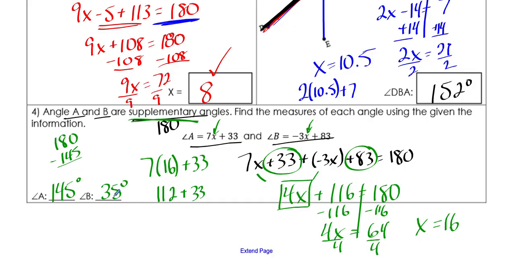I'm going to check to make sure that I did that correctly. I'm going to plug in the 16 there just in case. That's 48. Sorry, negative 48. Plus 83. That's also 35, so I did do that correctly.